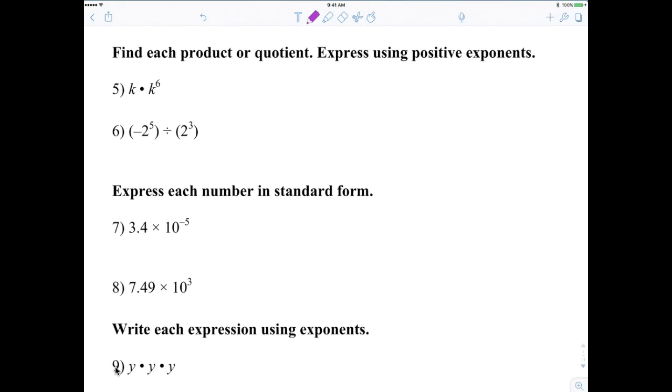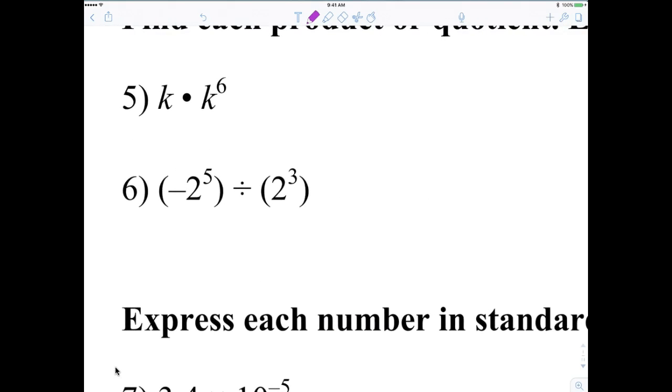All right, now let's take a look at number 5. Now, where people make a mistake on this is they forget that the first k is to the what? First power. So if I multiply that, Julian, that's right. So I would end up with k to the 7th. That is correct. Perfect. You're adding exponents. You're adding exponents. All right?